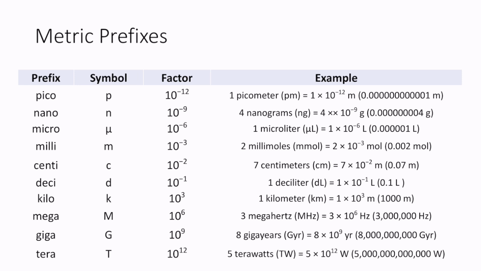So here are a list of metric prefixes that you must know for this class. And it's very important that you know how to use them. So if you remember that pico is negative 12, what that means is whatever my base unit is, I have 10 to the negative 12 of my base unit in one of my picos. So if I'm dealing with meters, then one picometer is 1 times 10 to the negative 12 meters.